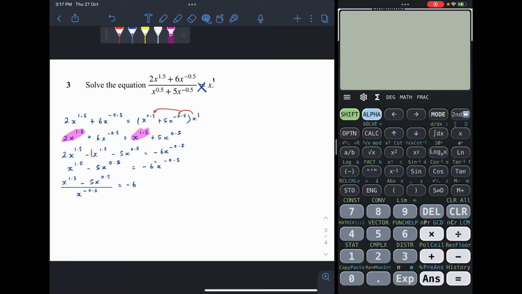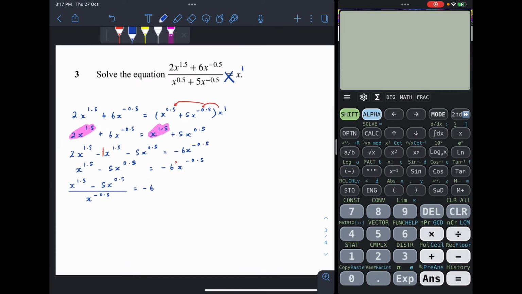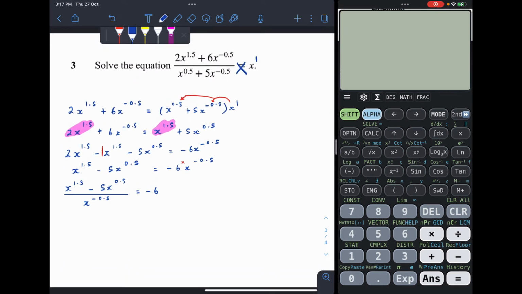Yeah, this looks fine. Hopefully you guys can see, right? You probably need to zoom in a bit. So what do I do then? I've got this right now. What do I do then?